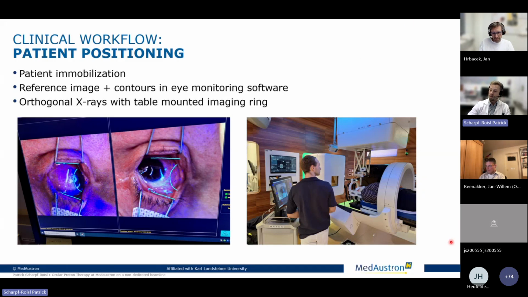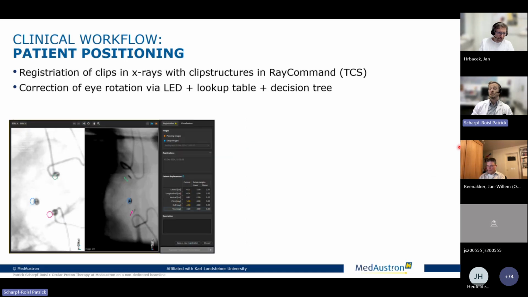This imaging ring you can see here, which drives up to the patient, takes one orthogonal X-ray image in this direction and another one in the orthogonal direction. These images can then be registered in RayCommand using the clip structures that are exported from the treatment planning system. At MedAustron, we use the full RayWorld package, meaning RayStation, RayCommand, and RayCare, which makes the transfer of this image data also very easy.